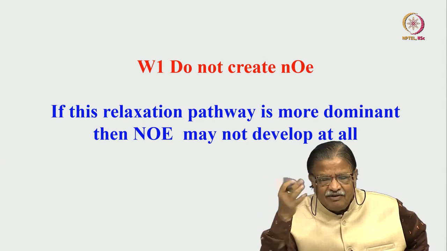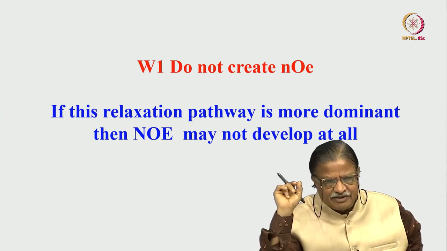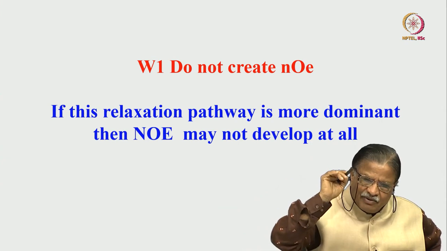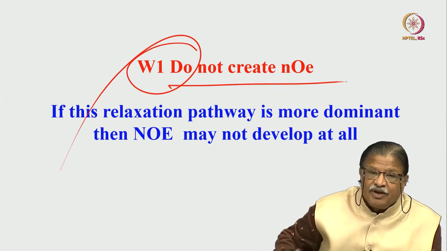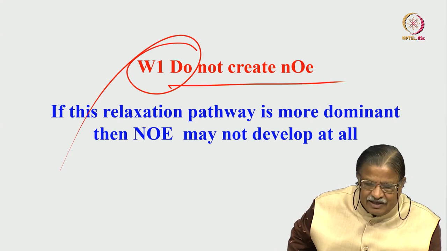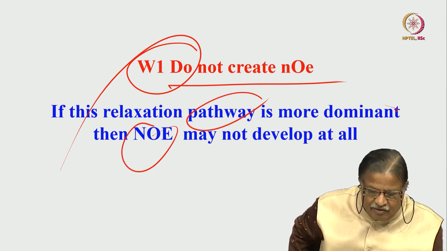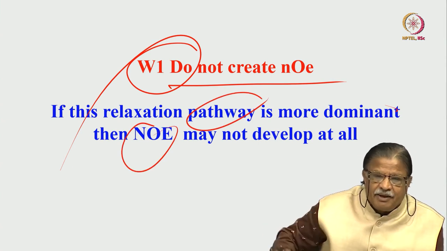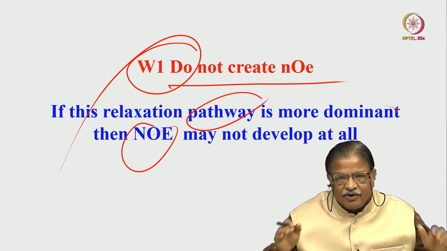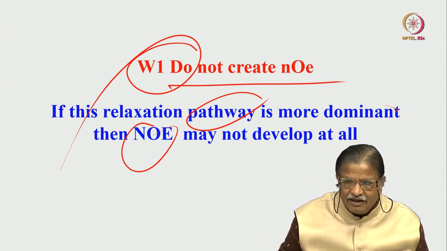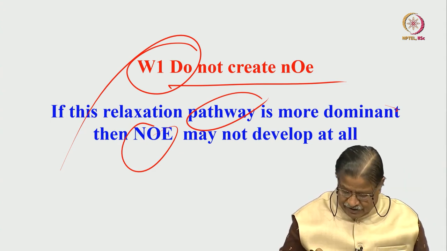We saw in the first one, there was no effect on the intensity; even after irradiating and allowing it to come to equilibrium, the intensity remains the same. So double quantum and zero quantum are the only important phenomena. But W1, the single quantum relaxation pathway, does not create NOE. In a molecule or any spin system of your interest, if this relaxation pathway is dominant, then you will never see NOE. So, if you want to see NOE, the spins must relax through double quantum pathway or through zero quantum pathway. That is an important condition.